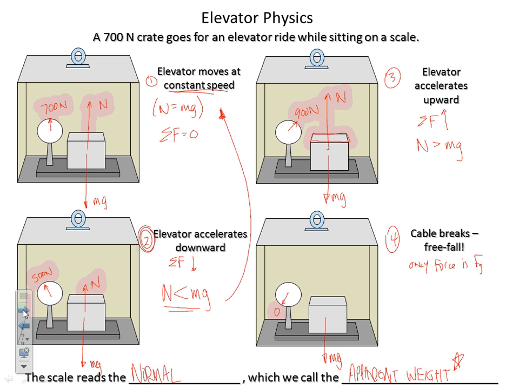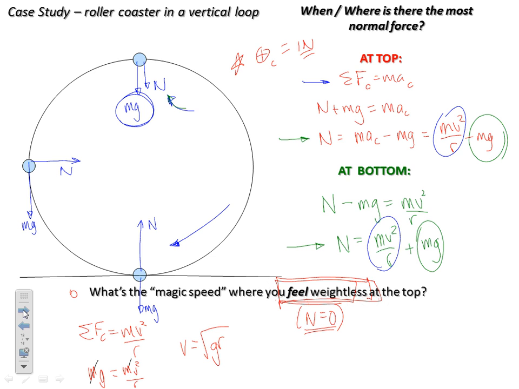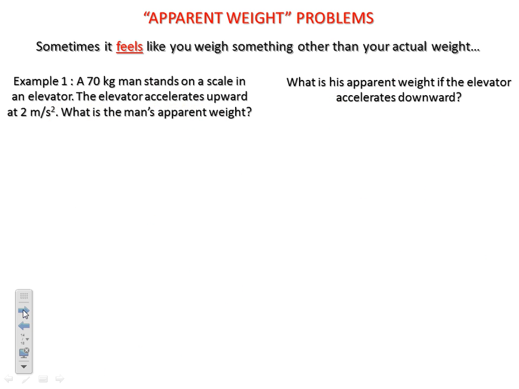Here are some problems, these are in that dynamics forces packet also. All right, so let's say a 70 kilogram man stands on a scale in an elevator. The elevator accelerates upward at that rate. What's the man's apparent weight? Well, mg, accelerates upward, there's N. So N minus mg equals ma. What's the man's apparent weight? We're looking for how hard the scale has to push on him. N equals ma plus mg.